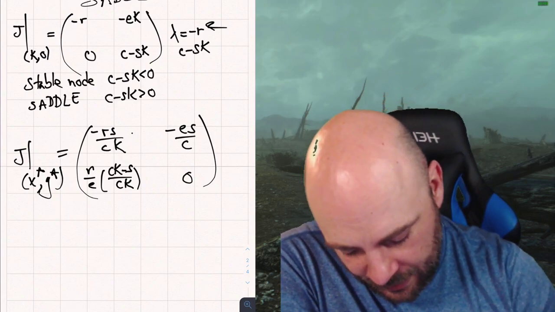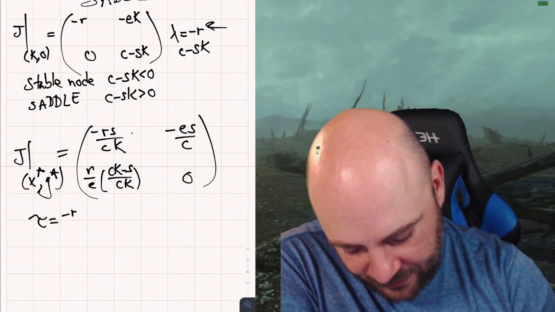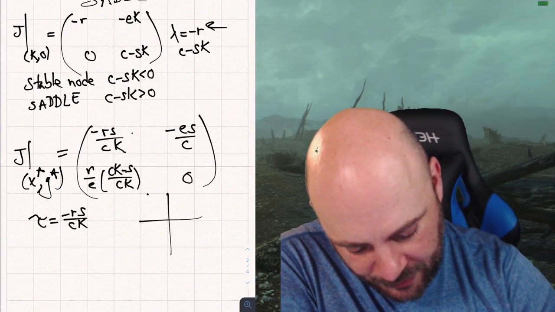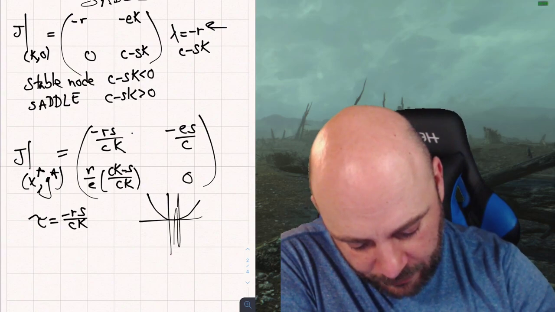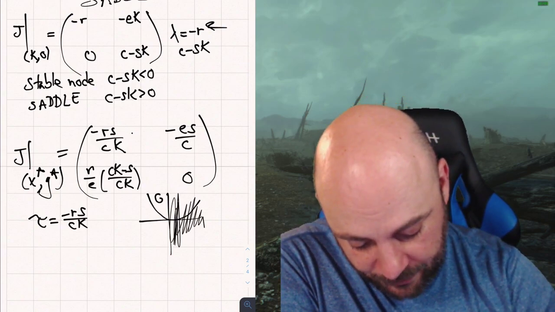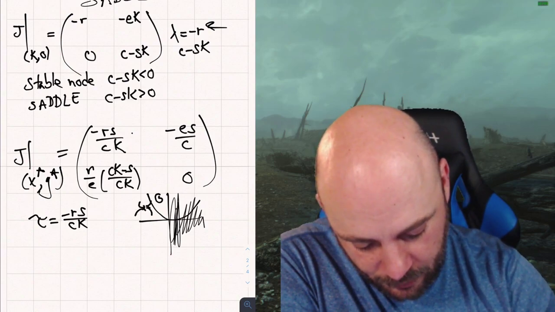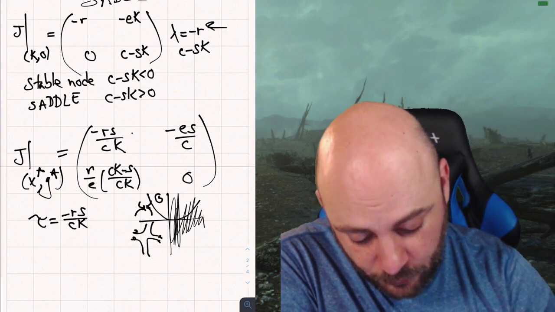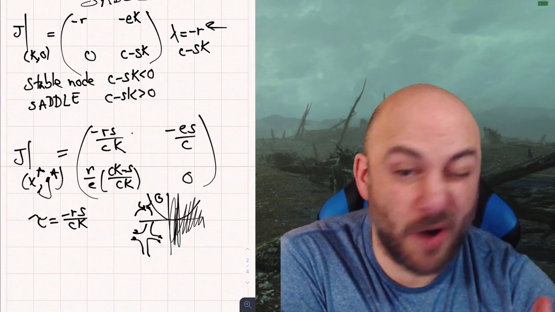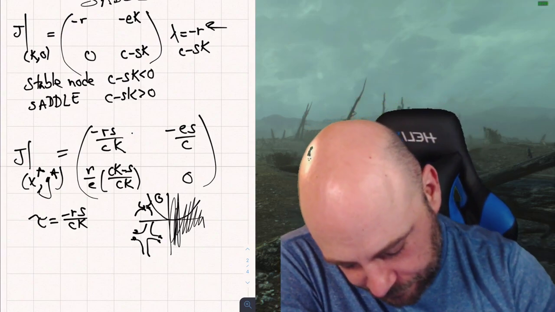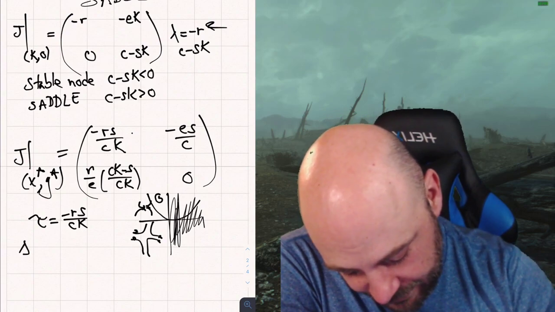Okay. My trace here is negative RS over CK. So if I'm thinking about my trace determinant plane, I don't care about any of this. So I'm either a stable spiral, a stable node, or a saddle. Of course, I could be one of the boundary conditions, but probably not, right? All right, so that's what I'm faced with right now. So let's take a look at the determinant.